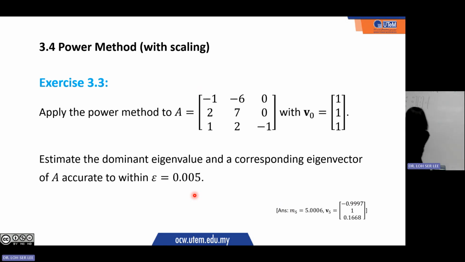Okay, so draw first, draw column. This one times this plus this one times this plus this one times this, you get the first one.